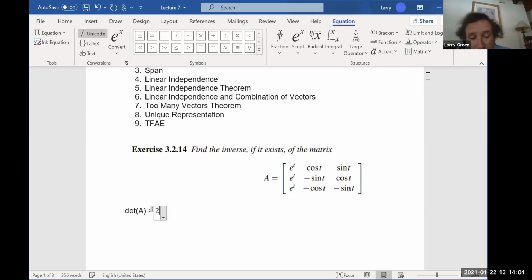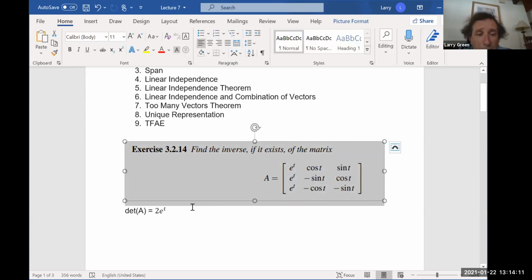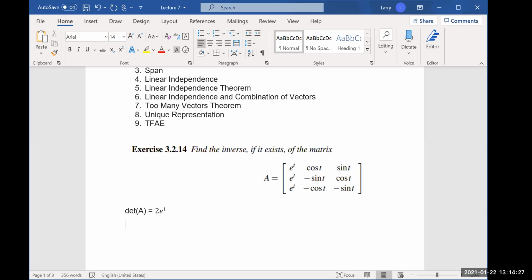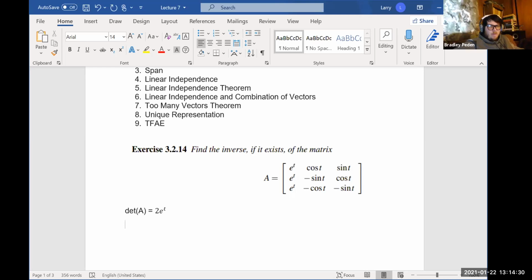So that's going to be 2e to the t. All right. And what are we looking at? What's the point of finding the determinant at the first point? To see if there is an inverse. Yeah, we're going to see if there is an inverse. And what are we looking for? If there's any t value for which the determinant will be 0. Right. Now, are there any t's such that 2e to the t is 0? No. 2e to the t is always a positive number, never 0.